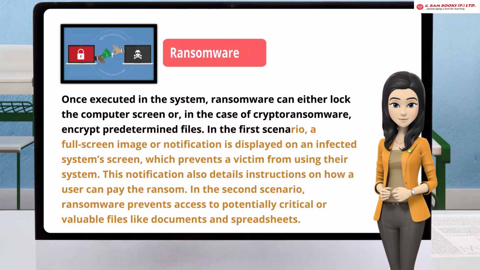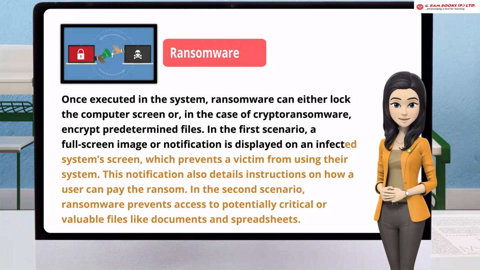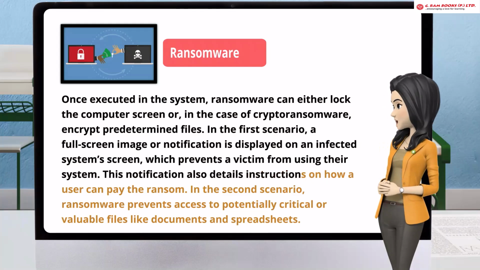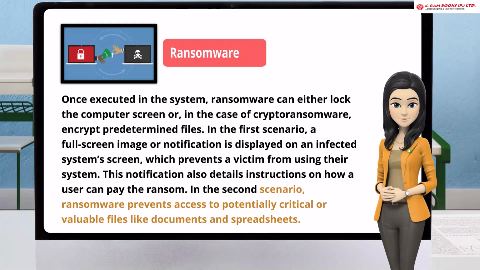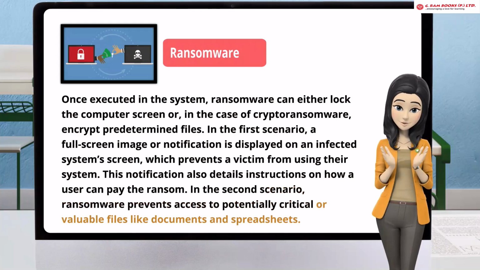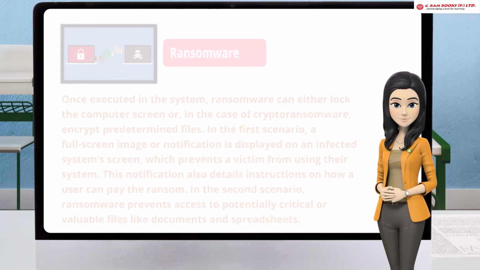In the first scenario, a full screen image or notification is displayed on an infected system screen, which prevents a victim from using their system. This notification also details instructions on how a user can pay the ransom. In the second scenario, ransomware prevents access to potentially critical or valuable files like documents and spreadsheets.